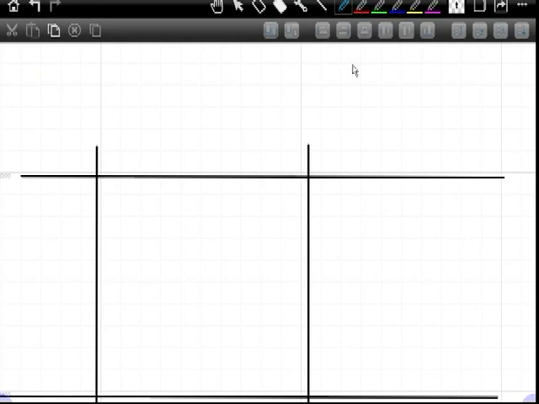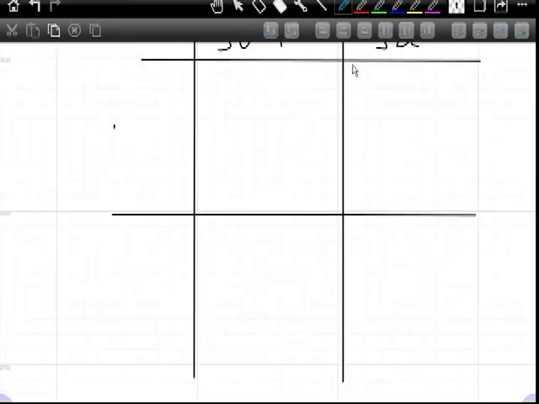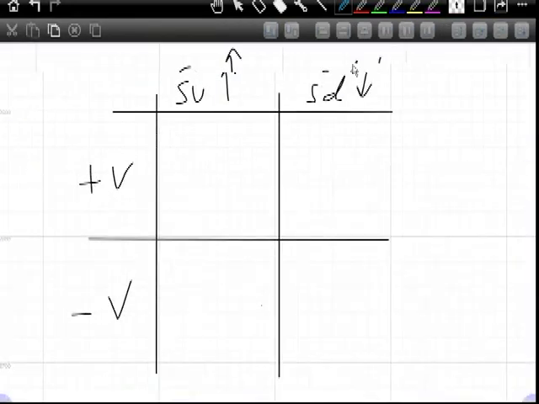So I can either speed up or I can slow down. There are 4 boxes there. Very good. How many ways can I move, assuming I'm moving? 2. I have a positive velocity or a negative velocity. There's my 4 boxes.